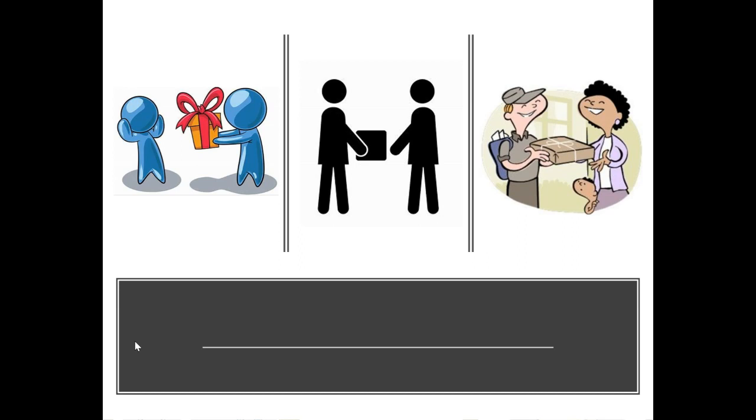Well, in the first picture, I notice a person is giving a gift to another person. I notice in the second picture, a person is giving something to one person. And in the third picture, I notice that a mom is receiving or getting a package from a delivery person. So, how are these pictures the same or similar? They all.